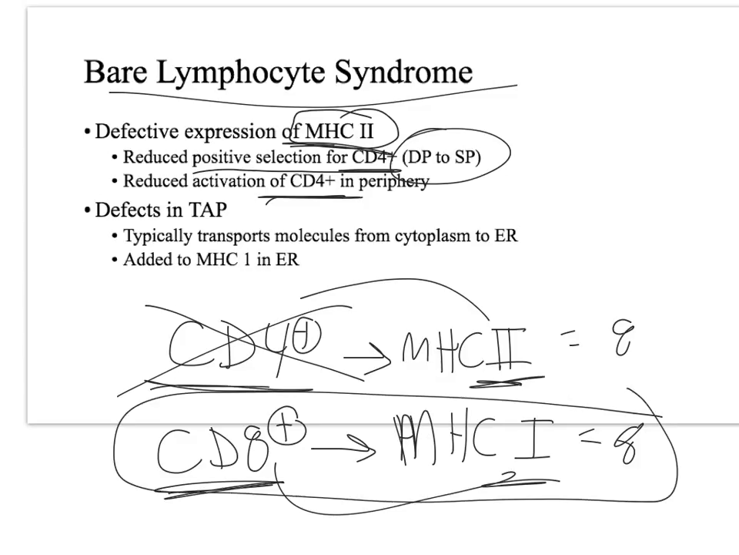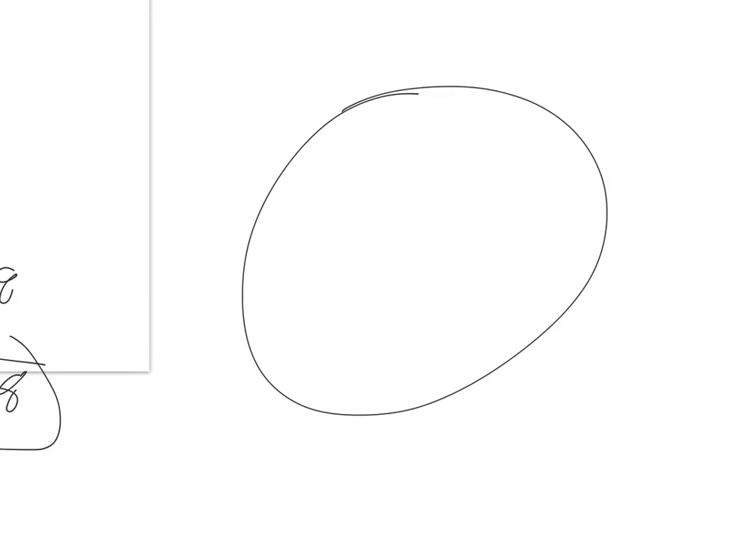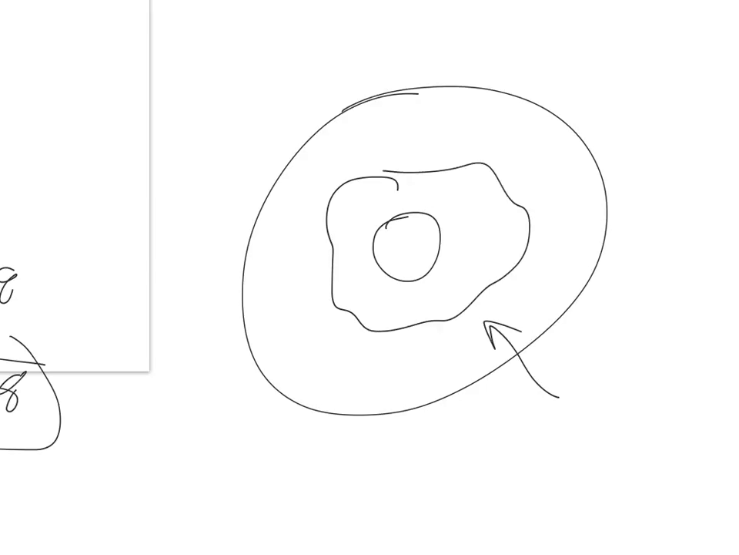This can happen with CD8s by defects in TAP. So you'll remember that you have your MHC1 cell, and this could be any old cell in the world. This is any cell except for your red blood cell. It's going to have, here's my nucleus, here's my endoplasmic reticulum.